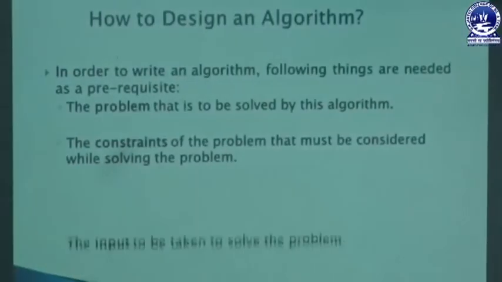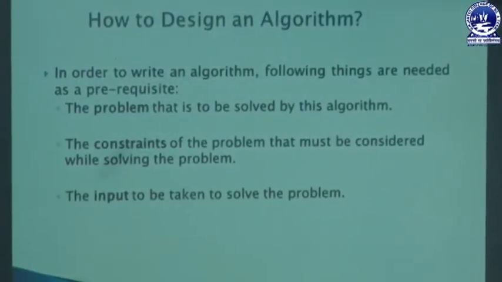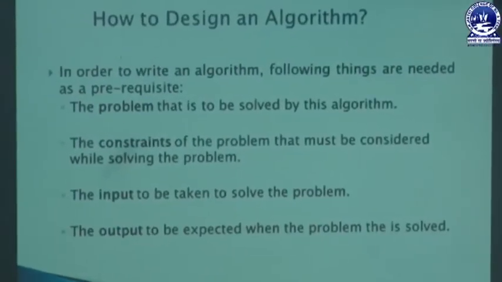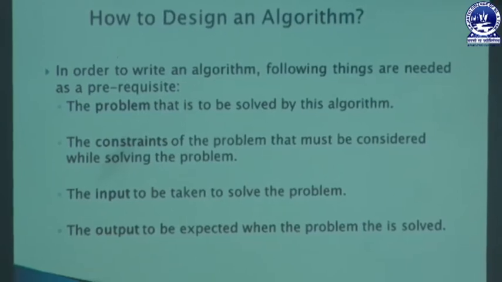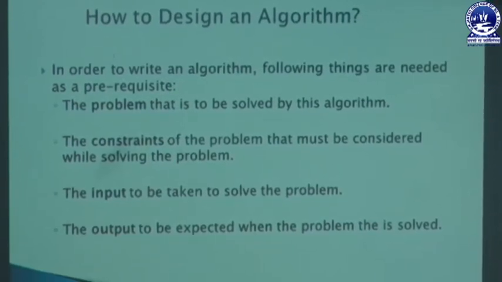Then the third step is the input to be taken to solve the problem. Next we take input for the algorithm, that means what input is required for solving a particular task. That is the third step. Then comes the fourth: the output to be expected when the problem is solved. After giving the input, we must solve the problem, and next we must generate the output. That is the fourth step.